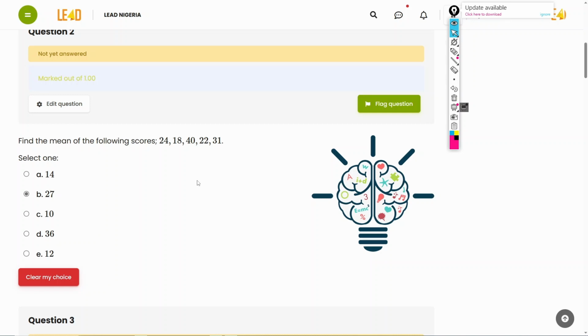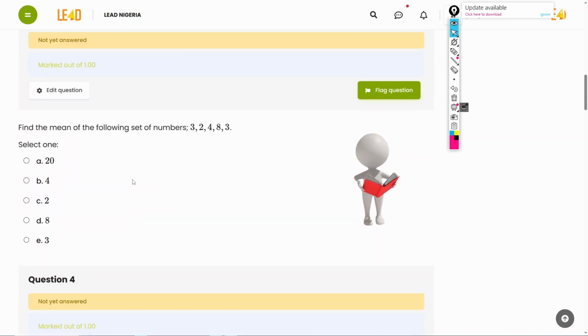So to find the mean again, you add up all the terms, and then you divide by how many they are. Okay, next one says find the mean of the following set of numbers. Mean or average is the sum of the terms divided by the number of terms.